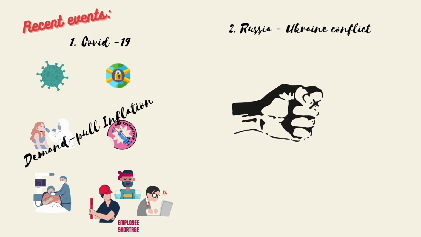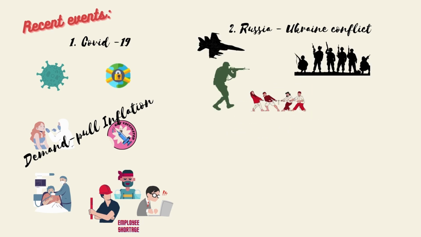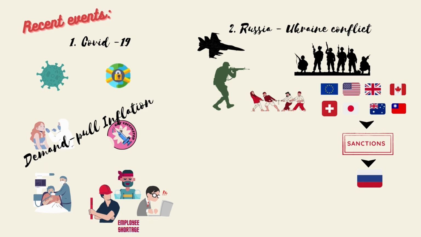The second blow came from the conflict between Russia and Ukraine, which prompted economic sanctions against Russia by the European Union, the United States, the United Kingdom, Canada, Switzerland, Japan, Australia, and Taiwan.